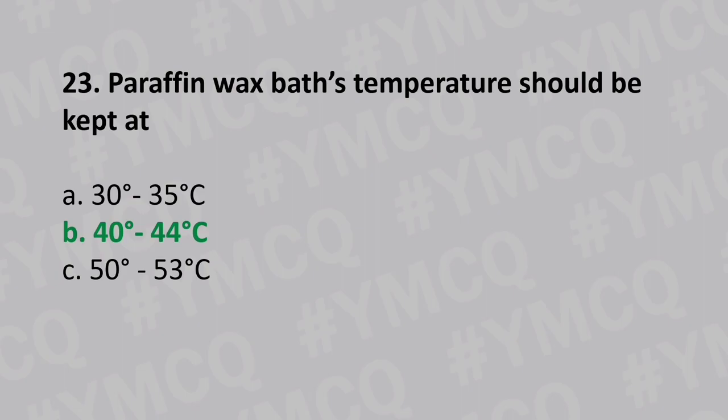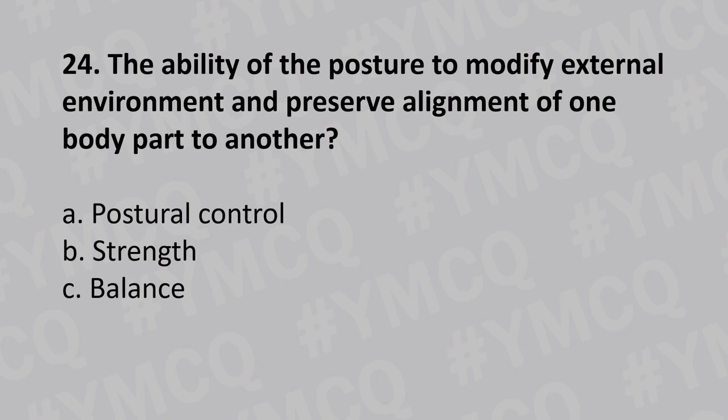Moving to our 24th question. The ability of the posture to modify external environment and preserve the alignment of one body part to another. Option A, postural control. Option B, strength. Option C, balance. And the answer is option A, postural control.